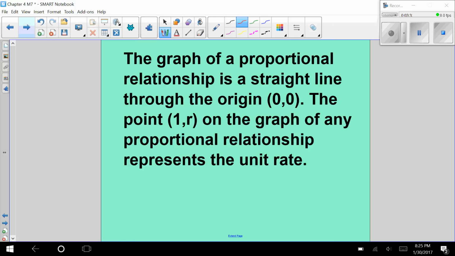All right. Important note, the graph of a proportional relationship is a straight line through the origin, 0, 0. So those are the two conditions for a graph to be proportional. It has to be a straight line and it has to go through 0, 0. The point 1, r on the graph of any proportional relationship is the unit rate. So if there's 1, something, that something is your unit rate.